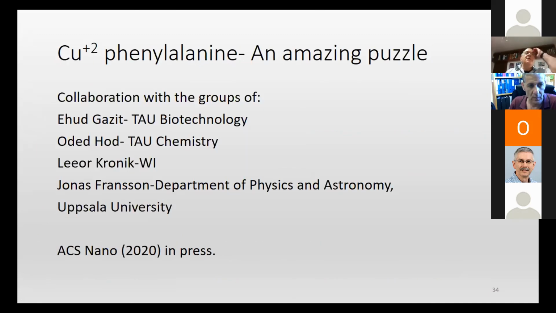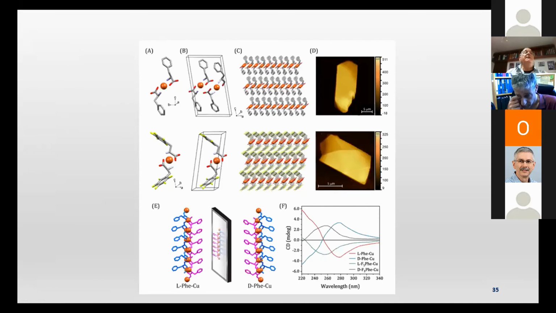Finally, I want to tell you about new results just now in press, and now we are not speaking about single molecules, but crystals of phenylalanine. These are again chiral amino acids, which bind copper ions. In this work, the material was synthesized by Ehud Gazit from Tel Aviv University, and the calculations were done with Oded Hod and Leeor Kronik, and some modeling by Jonas Fransson. So these are the crystals.